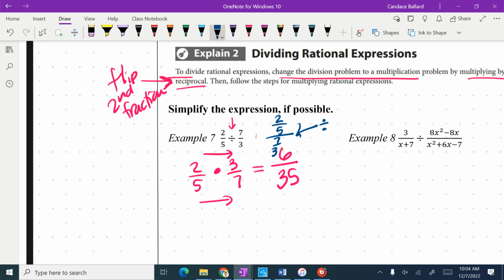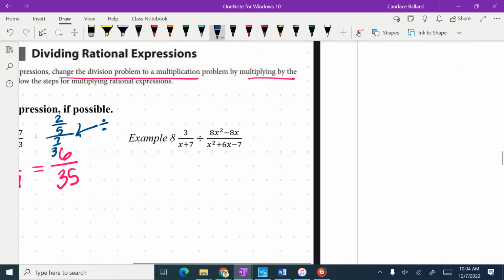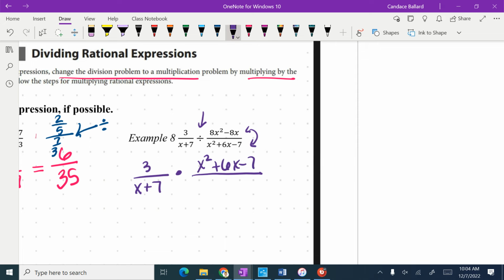Okay, all right. So let's try this with the polynomials now, mostly quadratics, with what we were doing yesterday. Okay, so I see the division sign. That means I'm going to take this second one and I'm going to flip it around. I'm going to multiply by the reciprocal. So the first one stays exactly the way it was. I'm going to use a multiplication sign, and I'm going to write x squared plus 6x minus 7 over 8x squared minus 8x.